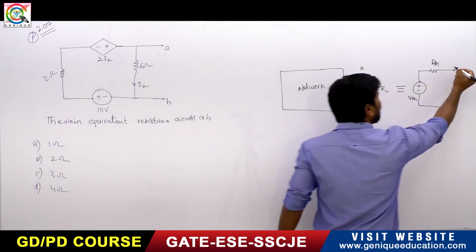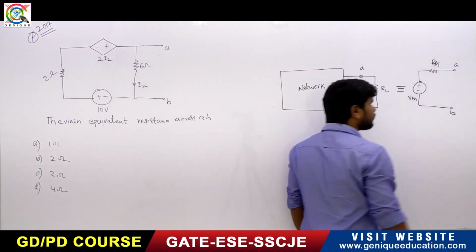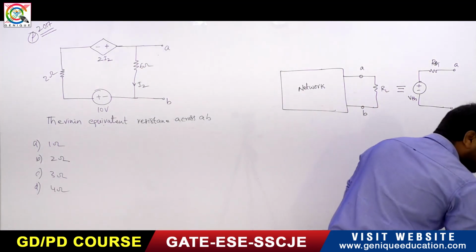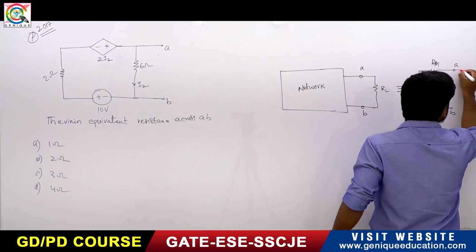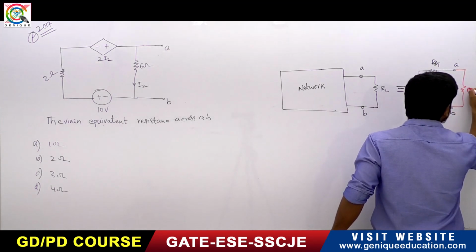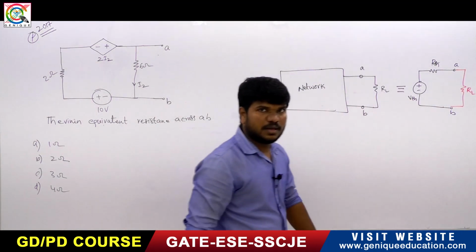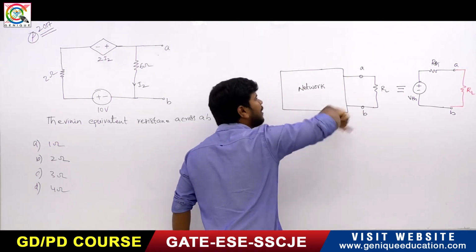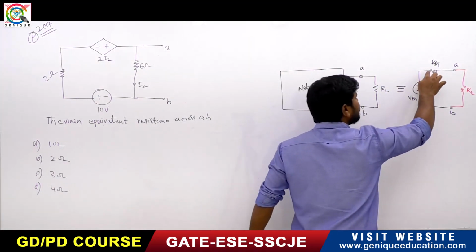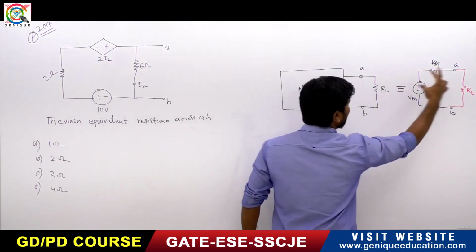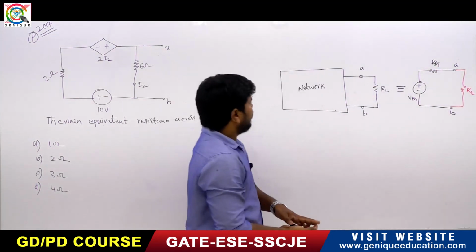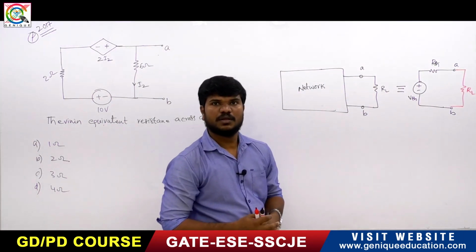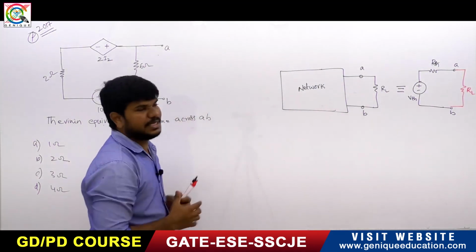So this entire network can be replaced by a voltage source in series with a resistance. These are the two terminals A and B. Then RL is externally connected like this. So the entire network, this black box, can be replaced by one voltage source in series with a resistance, with RL connected externally.